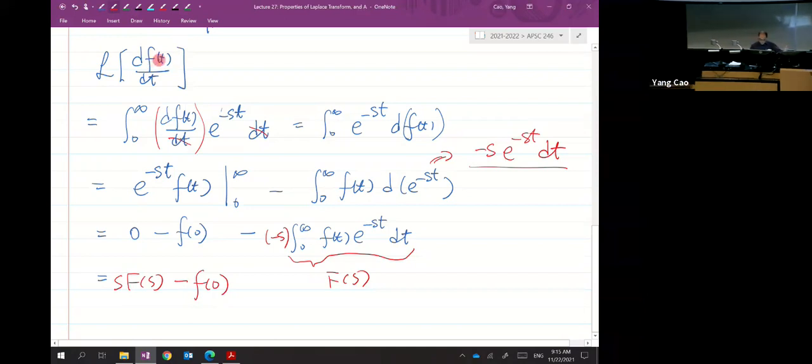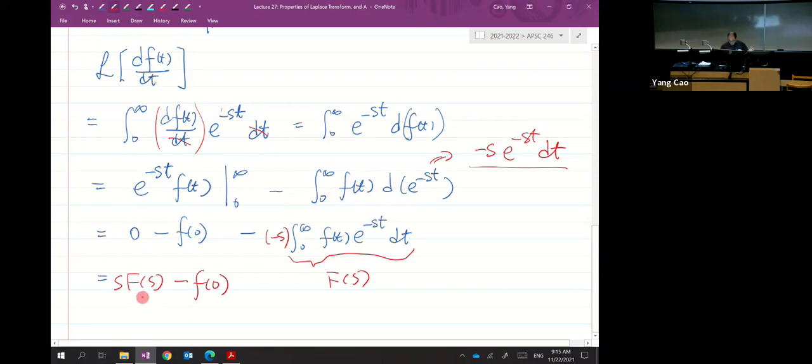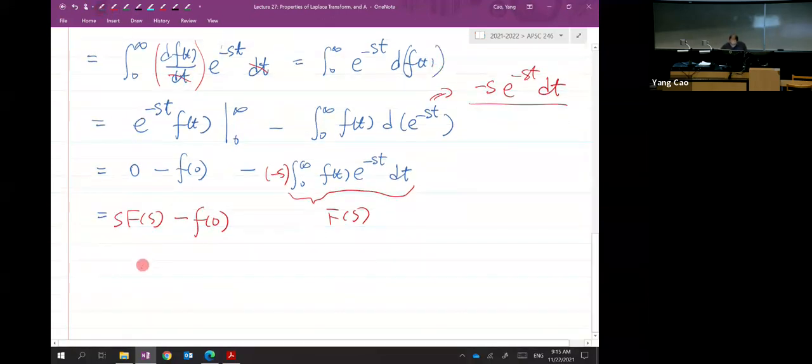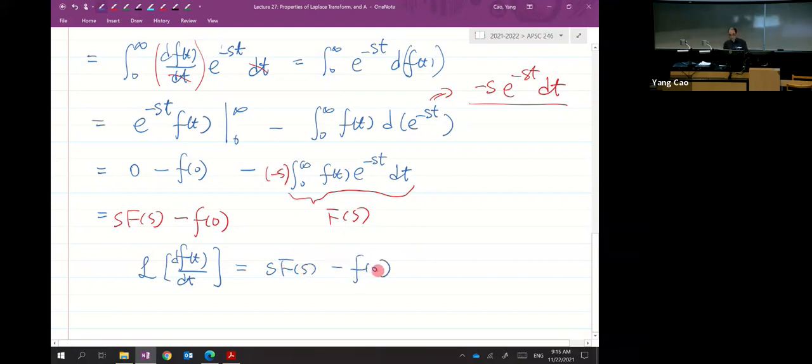If you're looking for the derivative's Laplace transform, you don't need to recalculate everything. Just look for the Laplace transform capital F of s, and then multiply by s, minus f of 0. f of 0 means the initial value of the function f at t equals 0. Then you get its Laplace transform. So let's rewrite it here. That's the property called time differentiation.